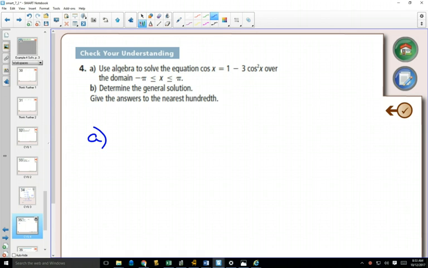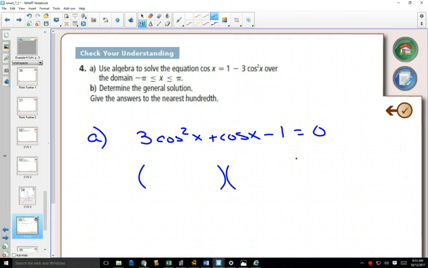And because this equation also has another cos x, this is going to be one we're going to need to try to factor or use the quadratic formula. So when I move everything over to one side, I'm going to get 3 cos squared x plus cos x minus 1 equals 0. And if the first thing that you try to do is to factor, if you could factor this one, okay, I'm kind of hinting that you can't, and it's not going to work.